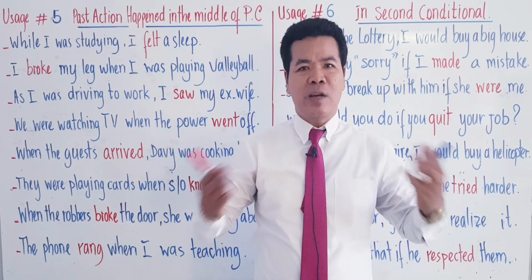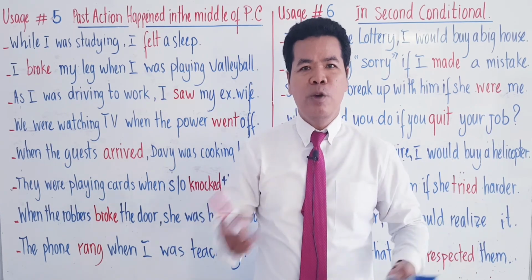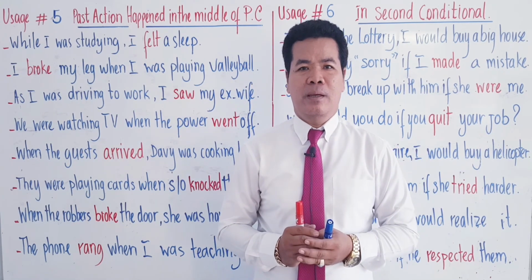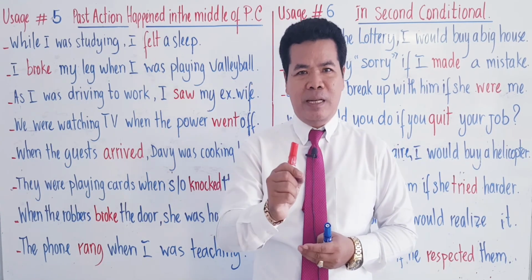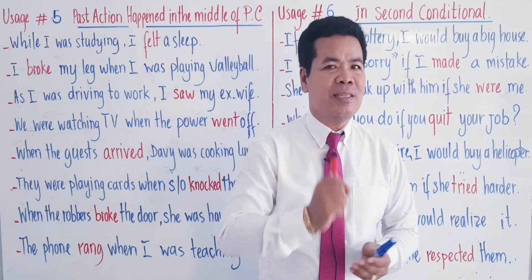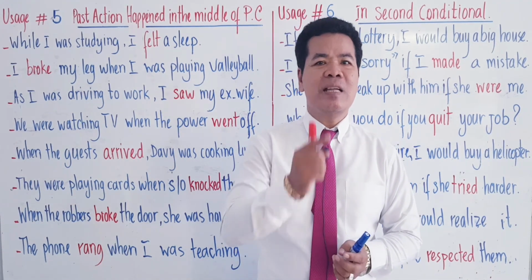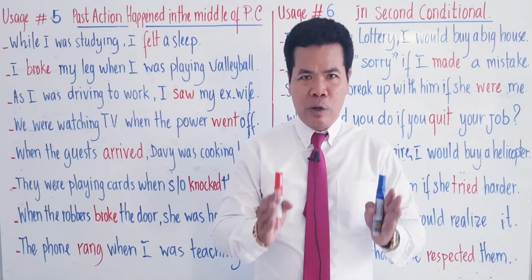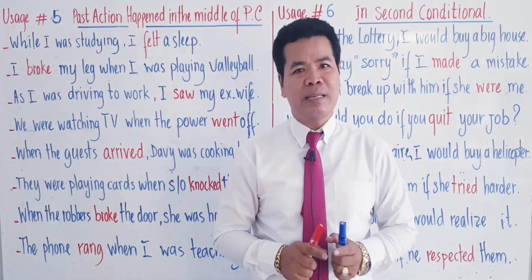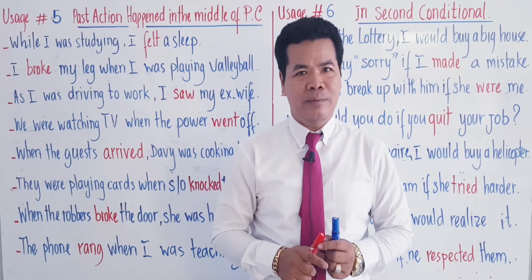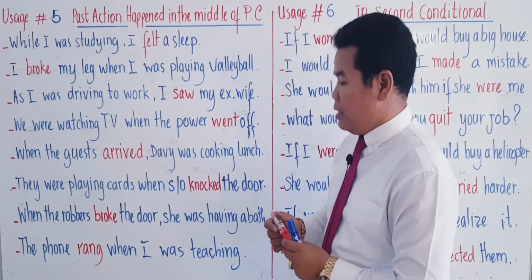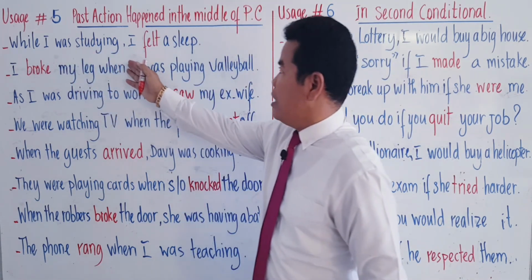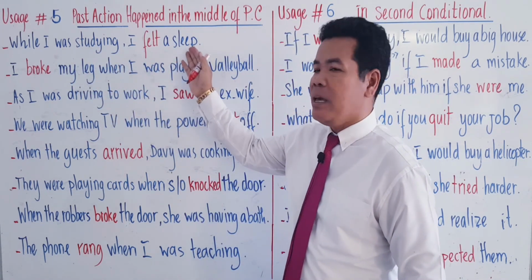Or, one more way, we call it an interruption. Past simple tense interrupts past continuous. This is the other way of calling it. Alright? Now, in order to be clear, let's go to the example together. Now, let's go to the example. While I was studying, I fell asleep.